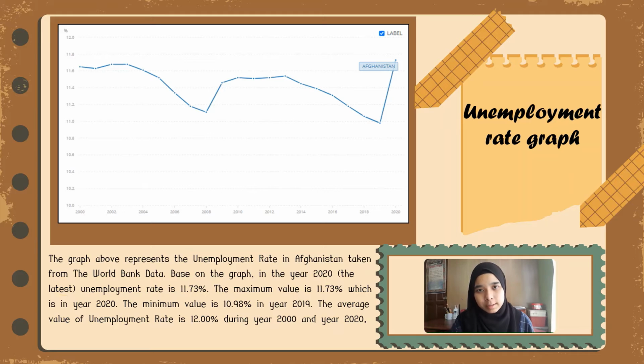As we can see in the graph, the lowest value of the unemployment rate in Afghanistan is 10.98%, which is in 2019. But within a year, it increased a lot by 0.75%. That means that in 2020, the unemployment rate is 11.73%, which is considered the maximum value of the unemployment rate. This is because of the COVID-19 pandemic, where almost every country faced economic problems. Hence, this is why the unemployment rate in Afghanistan increased by a large number within a year, from 2019 to 2020.